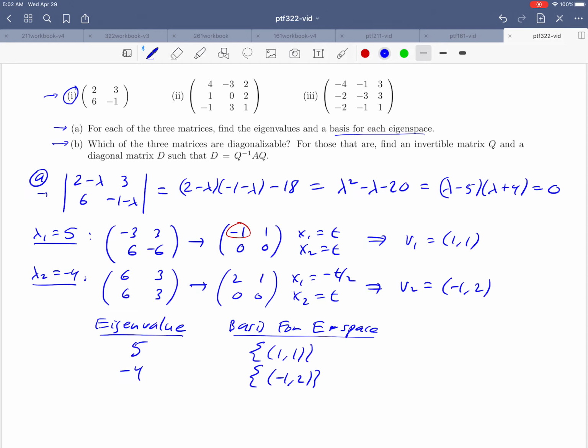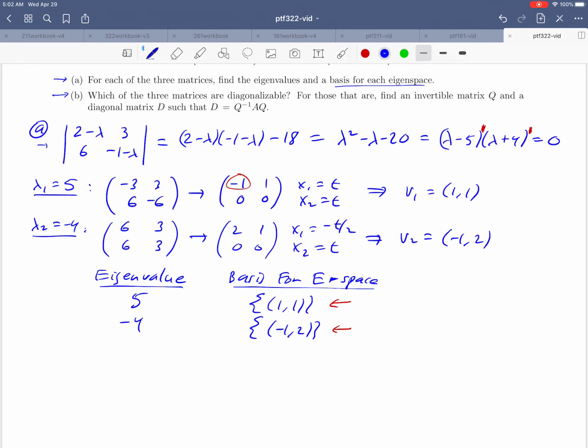In this case, we've got our characteristic polynomial up in part A, so it's convenient to look at the powers. Notice that they're both 1 in the characteristic polynomial, and so one way to check for diagonalizability is to ask if the size of our eigenspace matches the multiplicity of our eigenvalue. Notice that for 5, we've got a basis that has one vector, and the same is true for -4. So since we got one vector for each eigenvalue, the multiplicity matches the size of our eigenspace. So the answer is yes, this is diagonalizable.